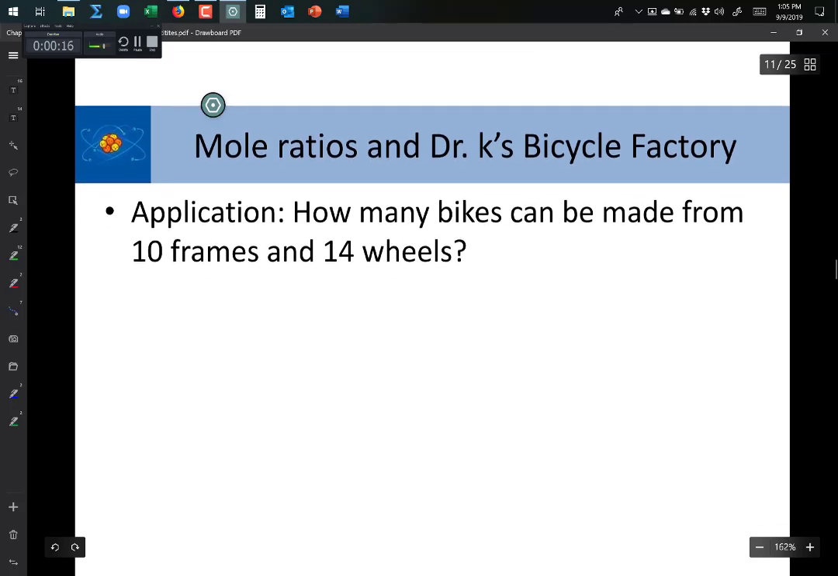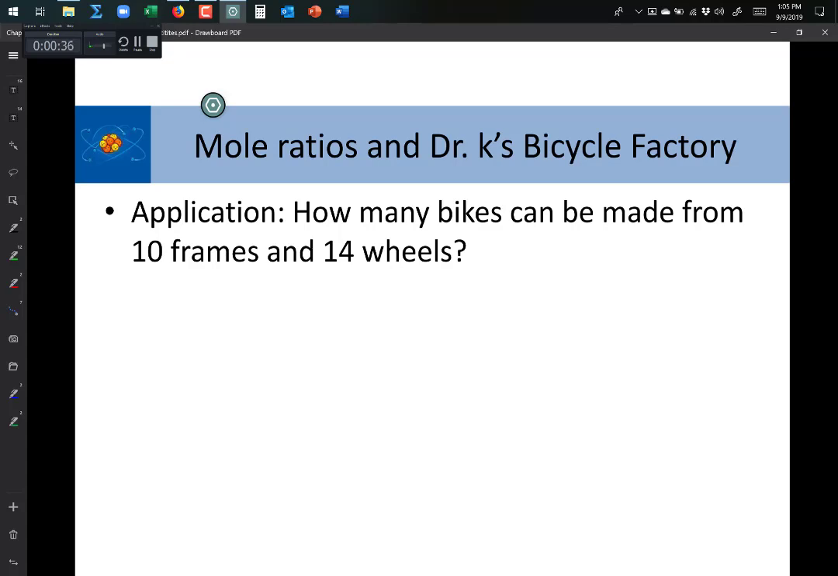So what we want to talk about is mole conversions, and we're going to throw in some terms. This is how I'll introduce these terms. I like to do it this way because most of you will understand what's going on when I do it this way.